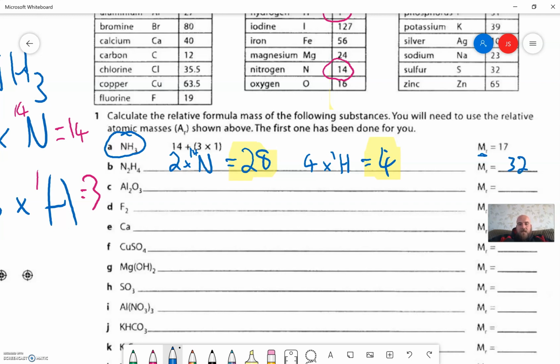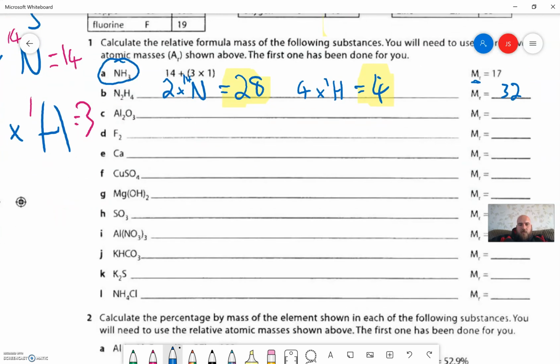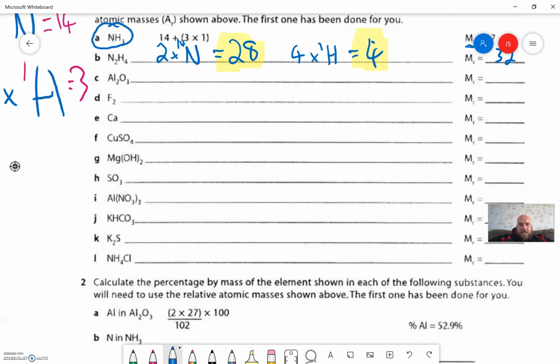So there's quite a few to be getting on with here, on relative masses 3 and 4. I'll just show you another, more tricky one. Let's look at G, for example. G's got brackets in it. So what do we do with this then? Well, do exactly the same as we've done before.